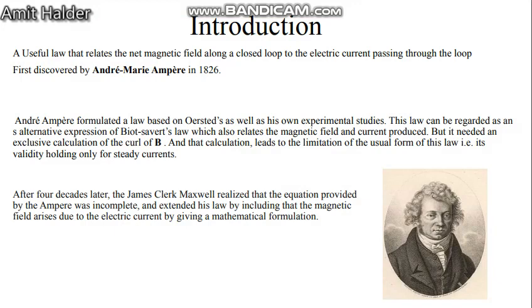Now we are heading towards the next part, that is Ampere's law or Ampere's Circuital law. It is a useful law that relates the net magnetic field along a closed loop to the electric current passing through the loop, first discovered by André-Marie Ampère in 1826. He formulated the law based on Oersted's as well as his own experimental studies. This law can be regarded as an alternative expression of the Biot-Savart law.